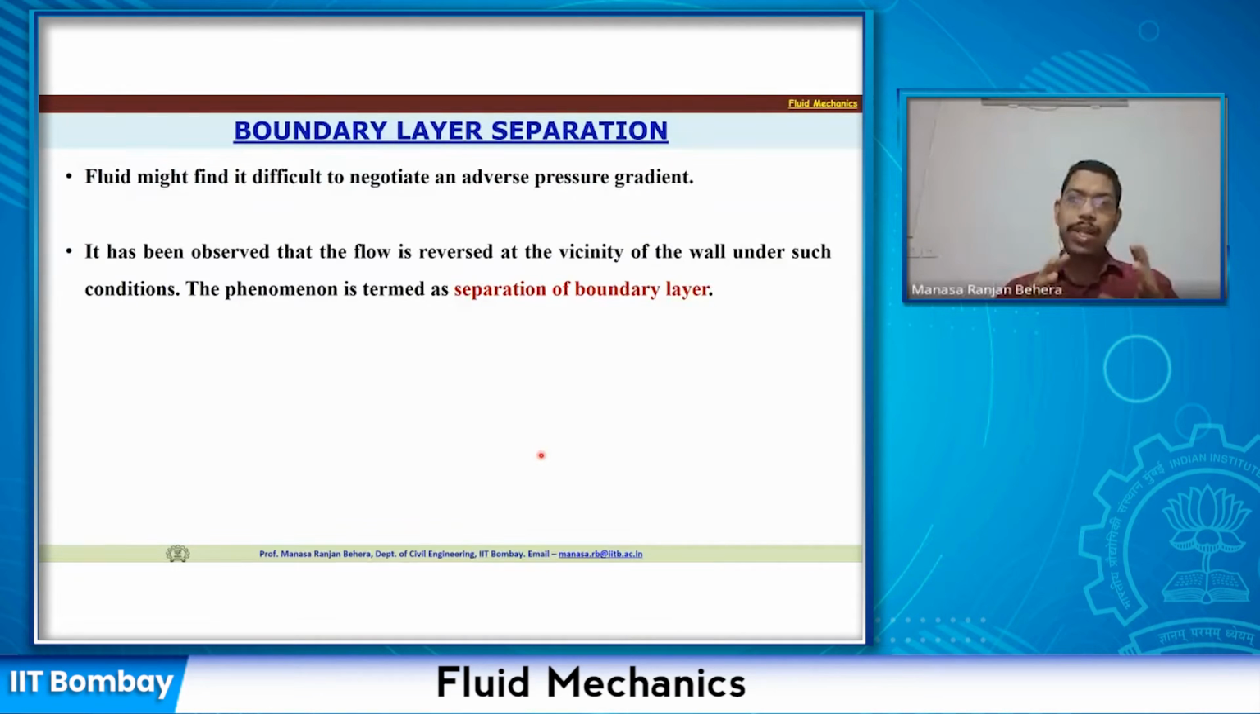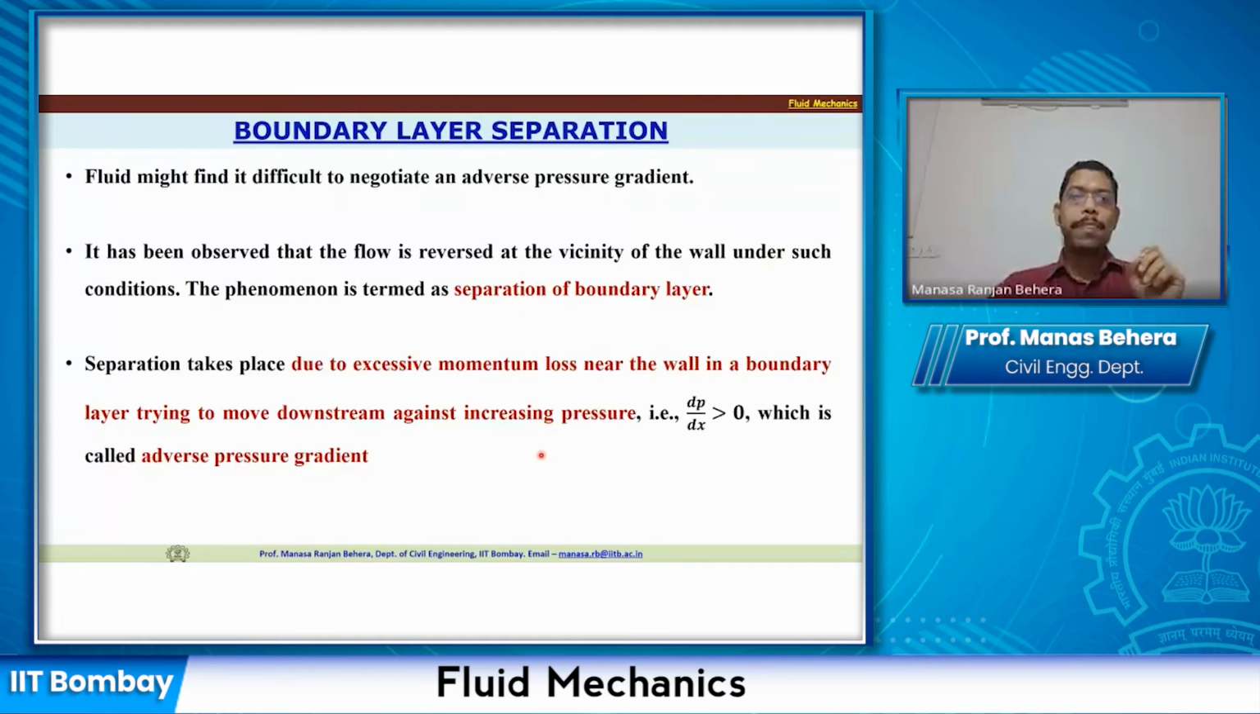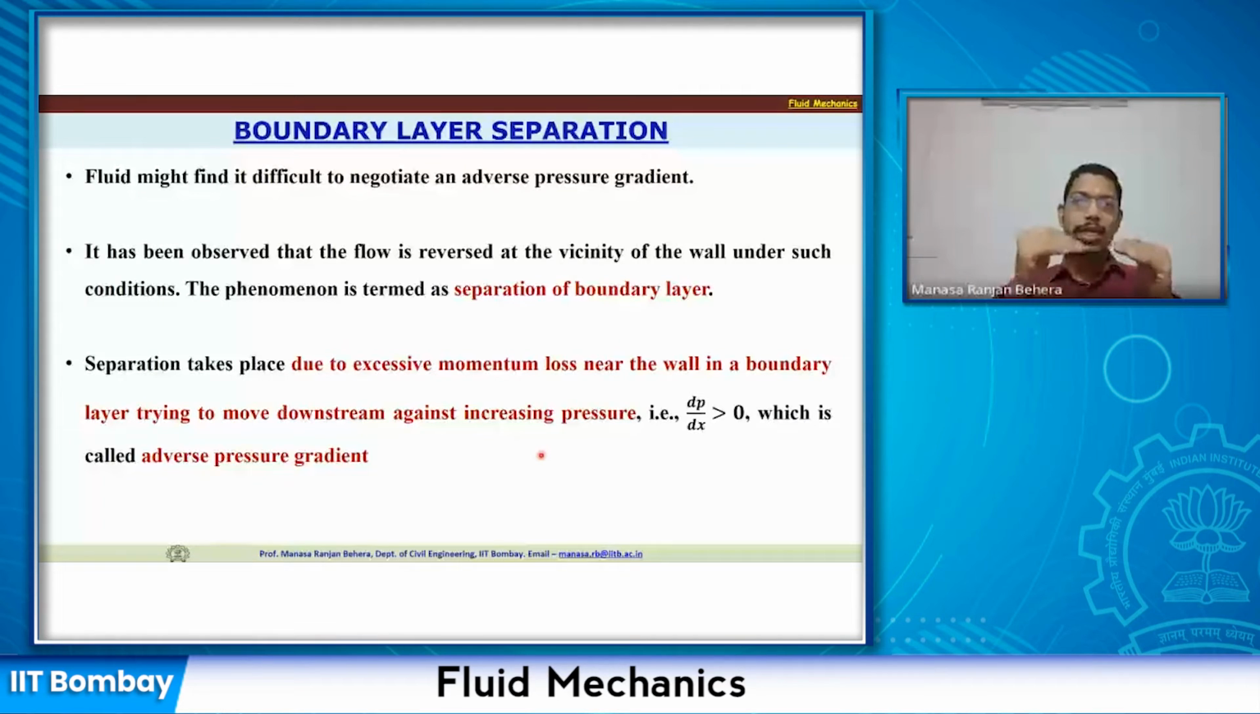It has also been observed that the flow is reversed in the vicinity of the wall under certain conditions, which I explained, and the phenomenon is termed separation of the boundary layer. And the separation takes place due to excessive momentum loss. Basically, when there is a resistance, we have already seen that momentum goes out because of the reduction in velocities. And when that loss in momentum goes beyond a certain limit, you are going to have a condition where the flow separates.